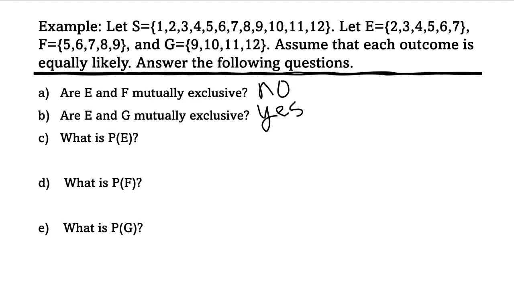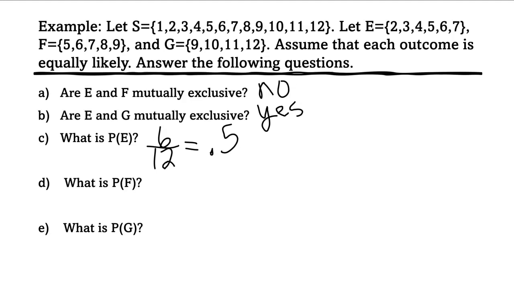All right. Now, what is the probability of E? So in order to find the probability of E, we need to know how many outcomes there are in E. There are 1, 2, 3, 4, 5, 6 outcomes in E. So we would say 6 divided by our total number of outcomes possible. And our sample set has 12 items in it. So it'll be 6 divided by 12, which if you divide that out, is 0.5. So the probability of E would be 0.5.